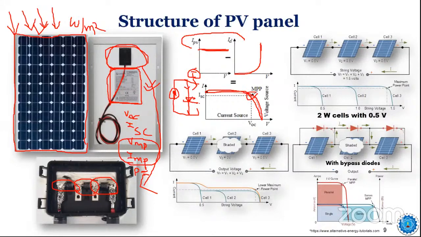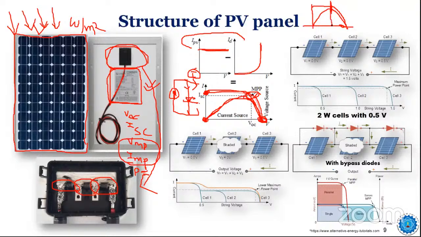Because at this y-axis point, the voltage is 0 but the current is maximum, no doubt. But since voltage is 0, the power will be 0. And at this point on the x-axis, voltage is there but current is 0. So again, power is 0. So power will start like this, increase, gradually decrease, and come to 0. So your power versus voltage curve will be like this. I'm redrawing it here. This will be your I versus V curve, current versus voltage, whereas this will be your power versus voltage, right? So this is the point where the power is maximum.